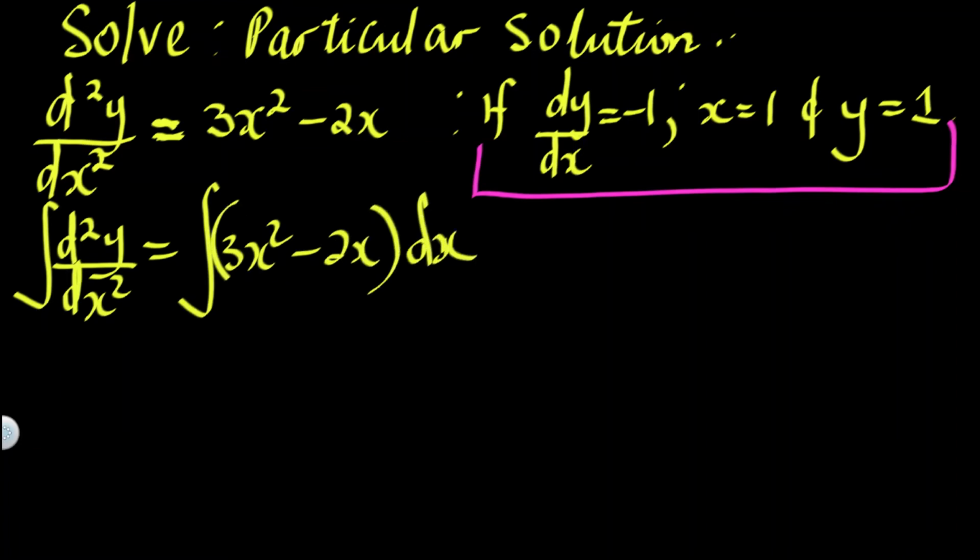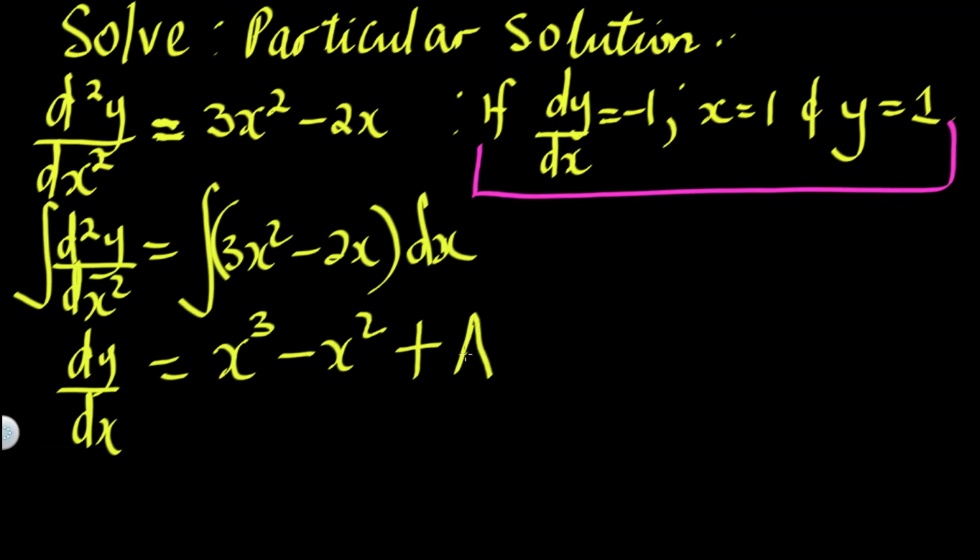These are already separated variables. There's nothing much you have to do. You just do direct integration from here. And if you integrate a second derivative, you get a first derivative. So what you get here is actually dy/dx being equal to 3x squared. If you integrate 3x squared, you get x cubed. And if you integrate minus 2x, you get minus x squared. And then you are adding a constant. Let us call it a.